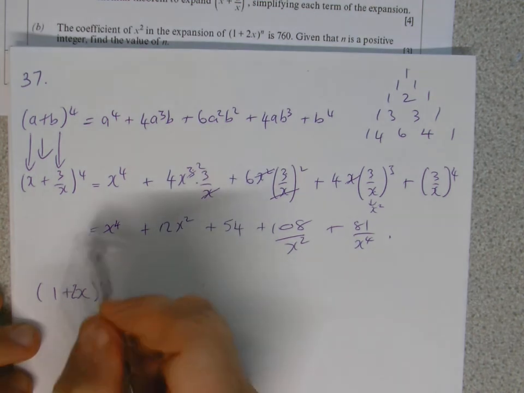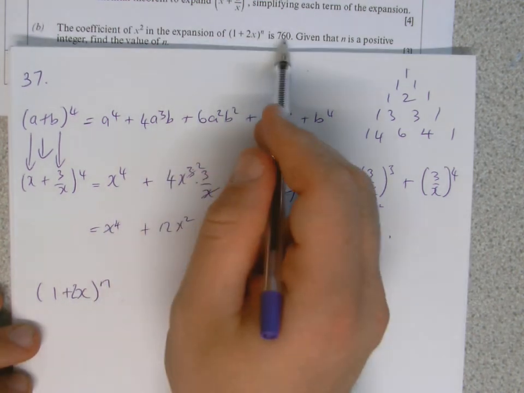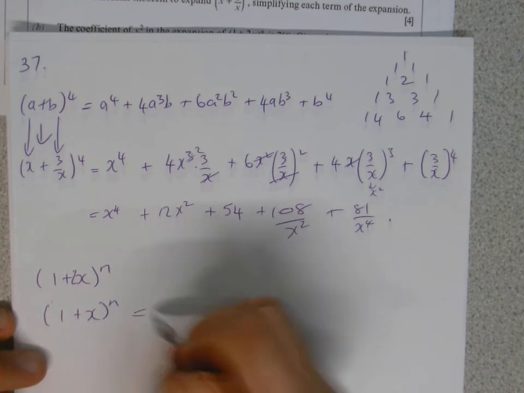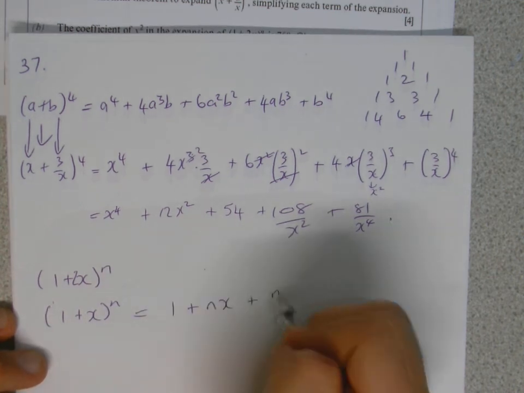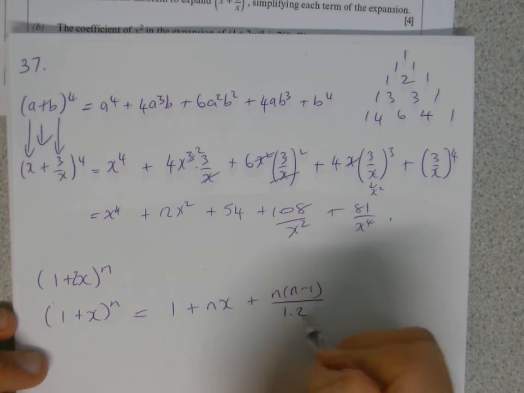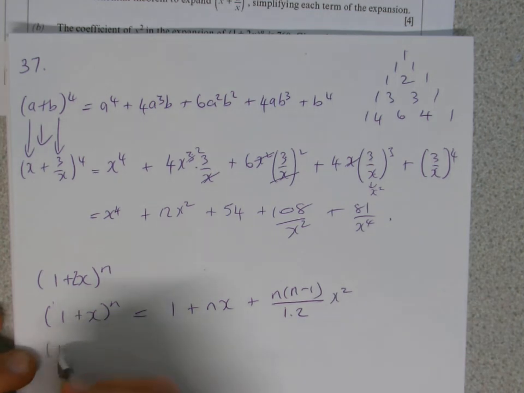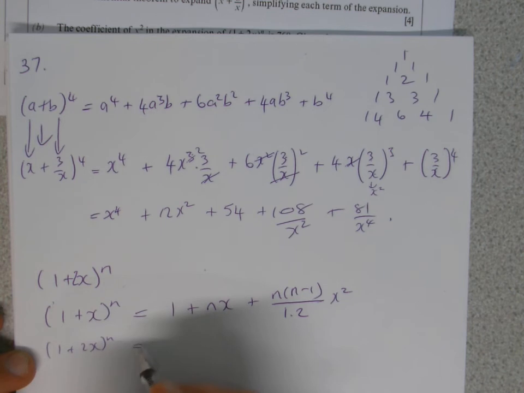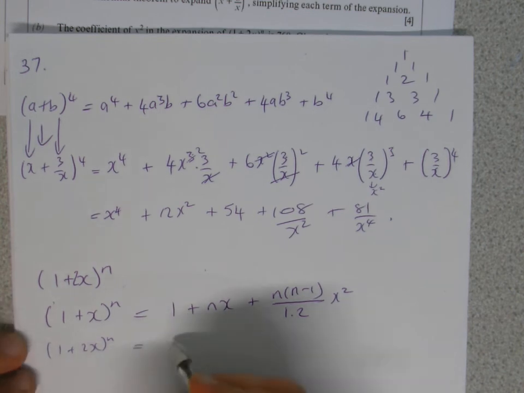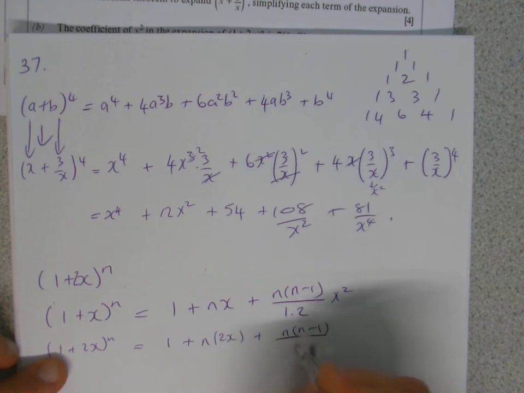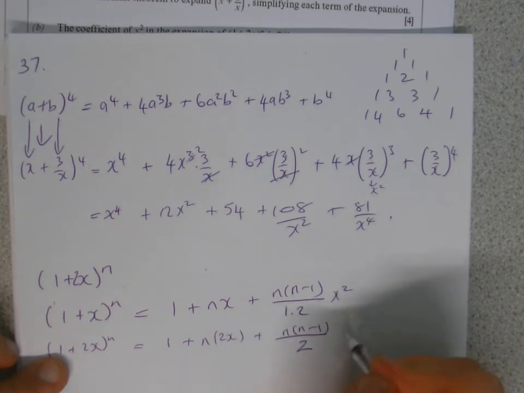This is what we want to work out. (1 + 2x) to the power n, coefficient of x squared is 760. But again, you use the result from the formula booklet, (1 + x) to the power n, which is 1 plus nx plus n(n minus 1) over 1 dot 2, that just means 1 times 2, x squared. Now in this case, they want 1 plus 2x, don't they? So here you just simply replace x with 2x. So this will be n times 2x plus n(n minus 1) over 1 times 2, which is just 2 of course, and you're going to square that.